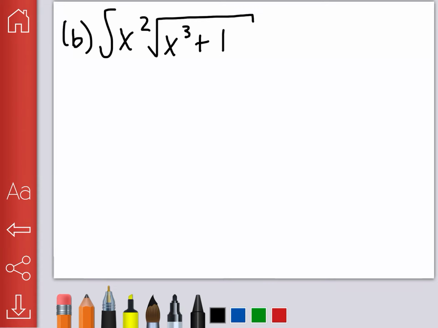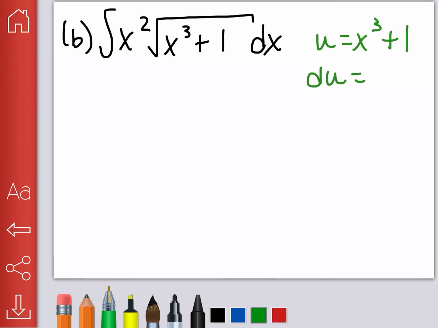Okay, next problem, B. I have x squared times the square root of x cubed plus 1 dx. I'm going to let u be x cubed plus 1. That means du is going to be 3x squared dx.